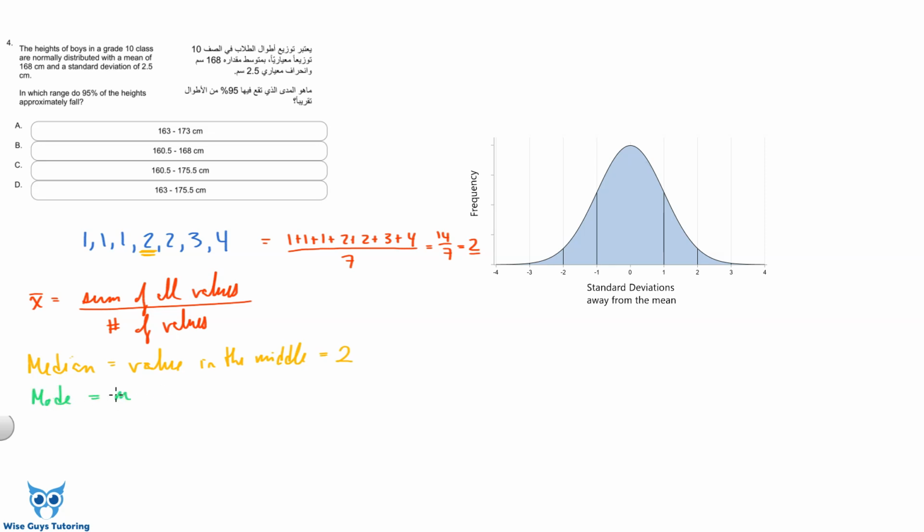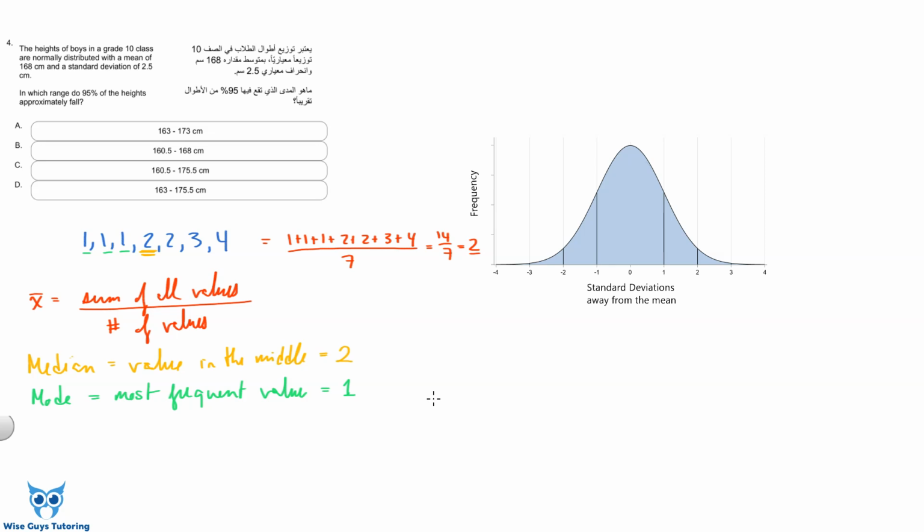And the mode is the most frequent value. That means it's the value that you see the most in your list. So in this case, we have 1, 2, 3 ones. Therefore, 1 will be the mode. Okay, mode is the most popular one.